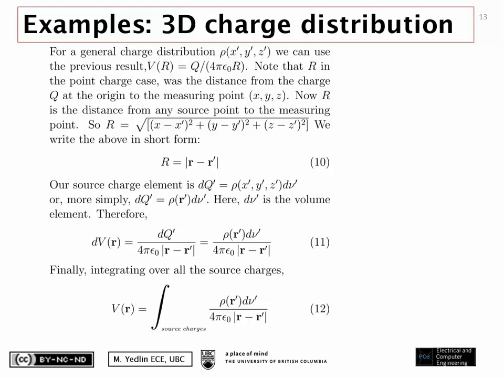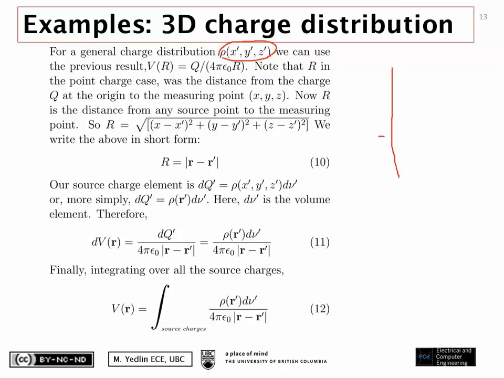All right, now let's look at a harder one. This is like a 3D charge distribution. So we're going to have a general charge distribution, rho of x prime, y prime, z prime. We want to use our previous result for a single charge. Now, in the previous example of the point charge, r was the distance from the charge Q at the origin to the measuring point. But now r is the distance from any source point to the measuring point.